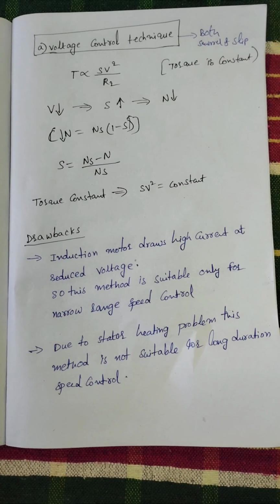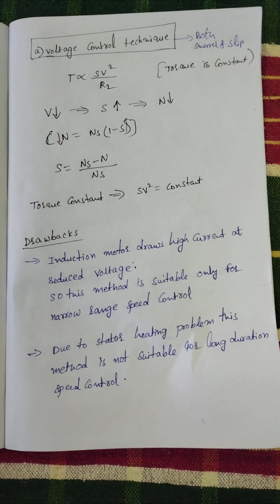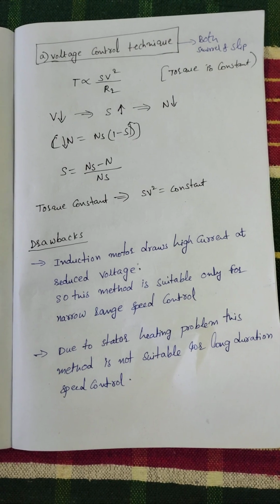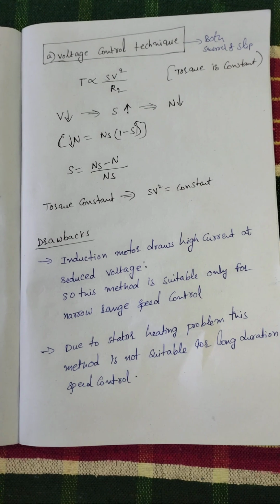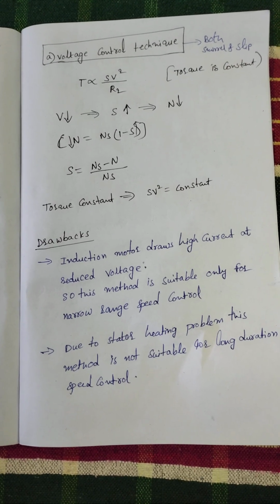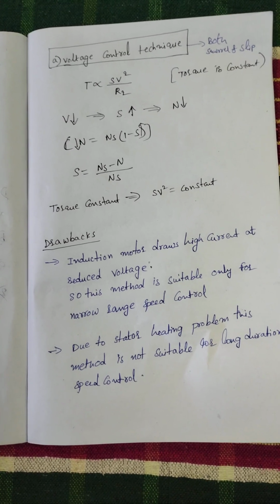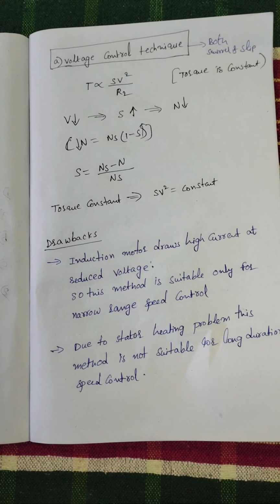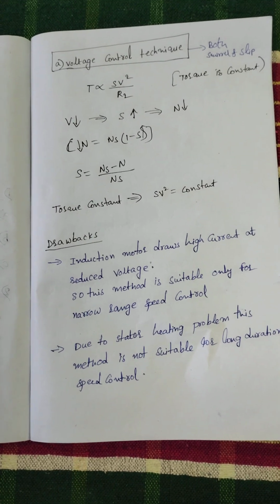Now let us discuss the voltage control technique, which is used for both squirrel cage and slip ring induction motors. We know that torque is directly proportional to sV square by R2. In order to maintain the torque constant, when voltage is decreased, slip increases, which implies speed is decreased. So speed is controlled by controlling the voltage. The formula is: when torque is constant, sV square is equal to constant.